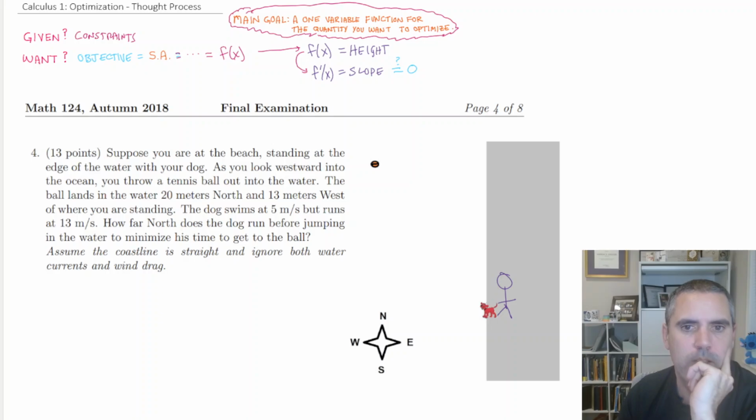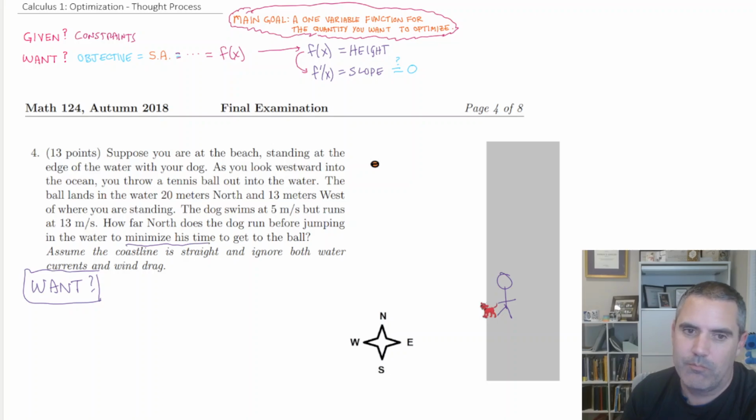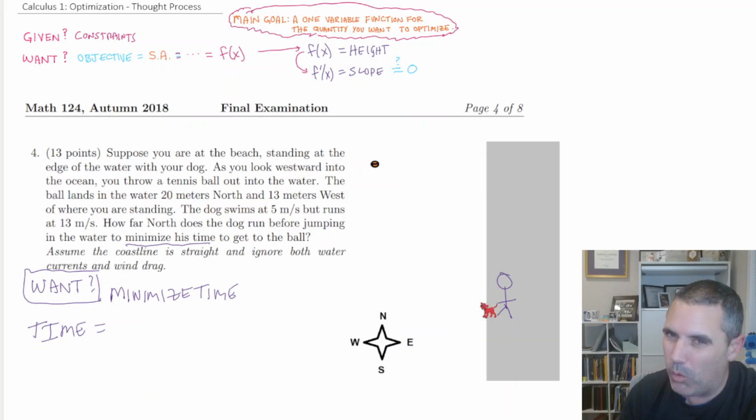The ball, okay. The dog swims at 5 meters per second, but runs 13. Okay, there's lots of information, an overwhelming amount of information. And so that's why it's good we have this plan of what do we want? What are we optimizing? Minimize time. It's not hidden. Minimize time. And so you know the very first thing you're going to do is write time. And you know that your guiding principle for the whole problem is to write a one variable function for the time it's going to take the dog to get there. And that will tell me everything I need to know.